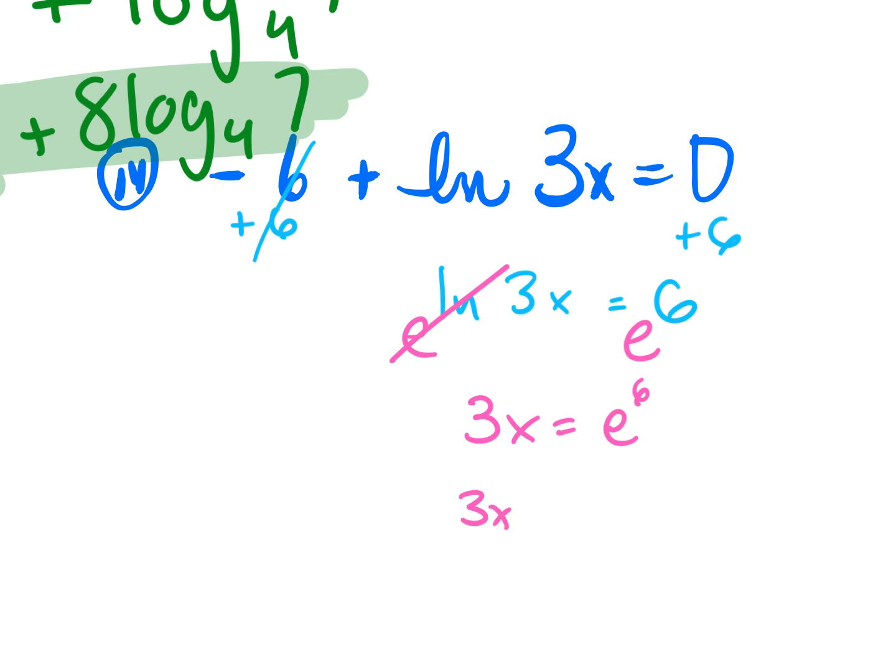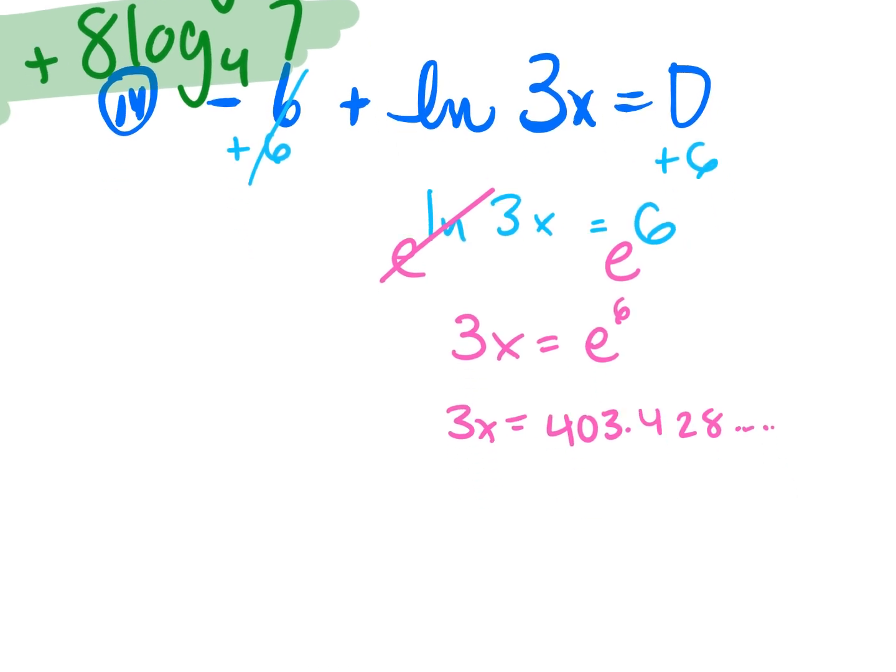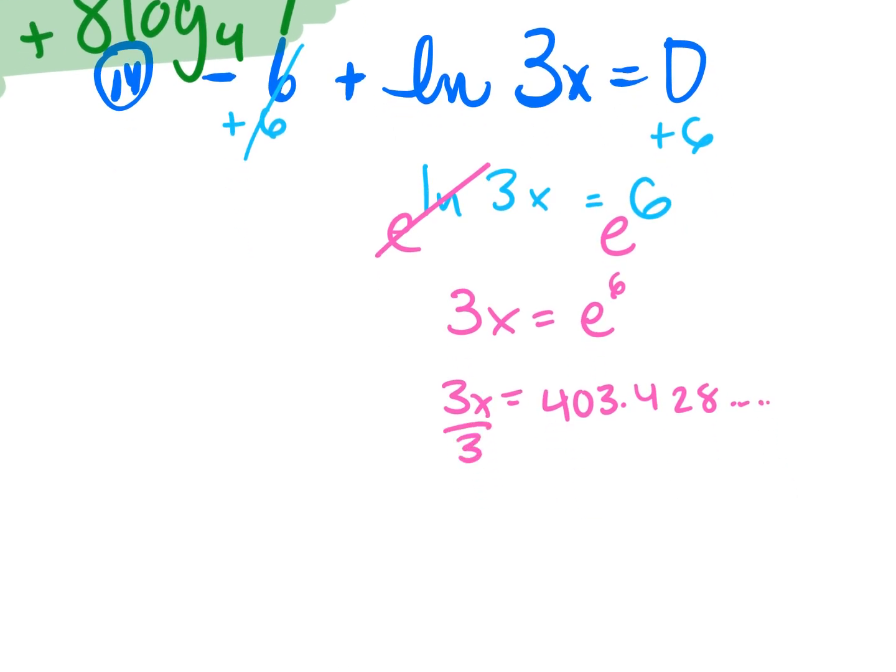So we got 3x is equal to 403.428. It keeps going, but we're going to leave it in the calculator. What's the last step? And divide by 3. So x is 134.47626.